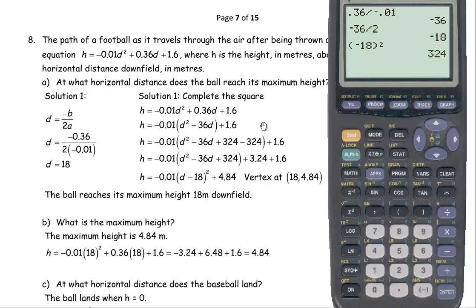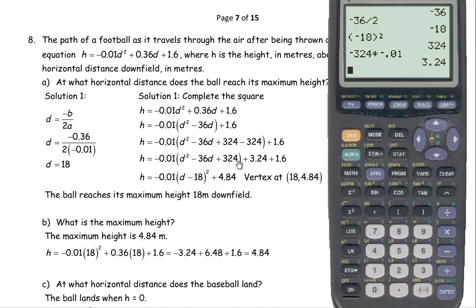Now that negative 324 has to come out because we only need the positive 324 for the perfect square part. So when it comes out, it gets multiplied by this negative 0.01. So if we enter that in the calculator, that gives you 3.24. So that's why this becomes 3.24 outside the brackets.